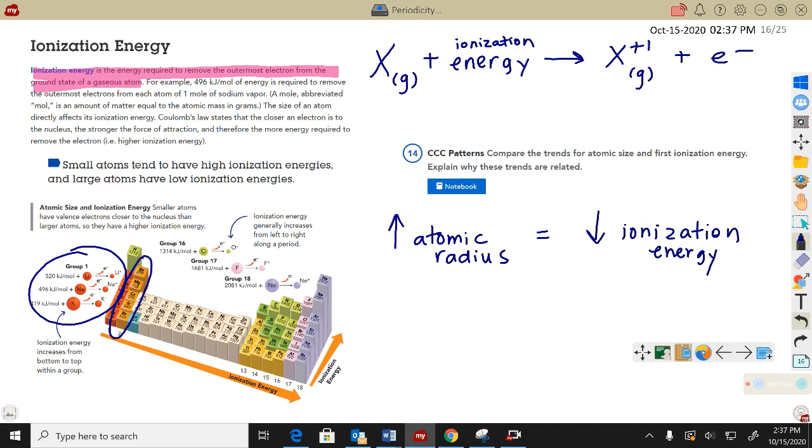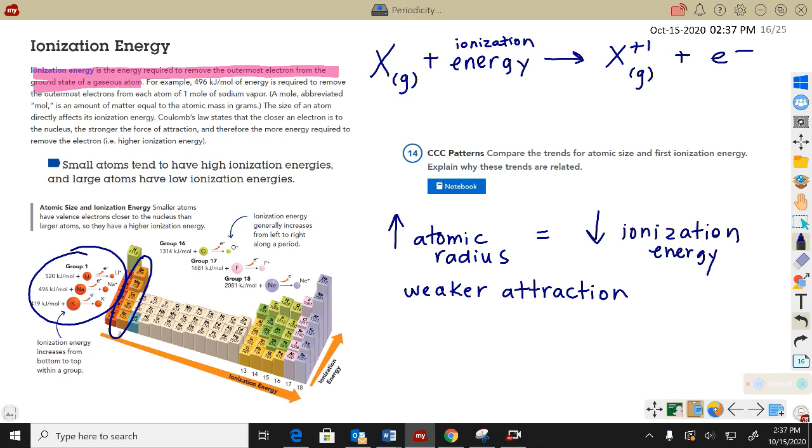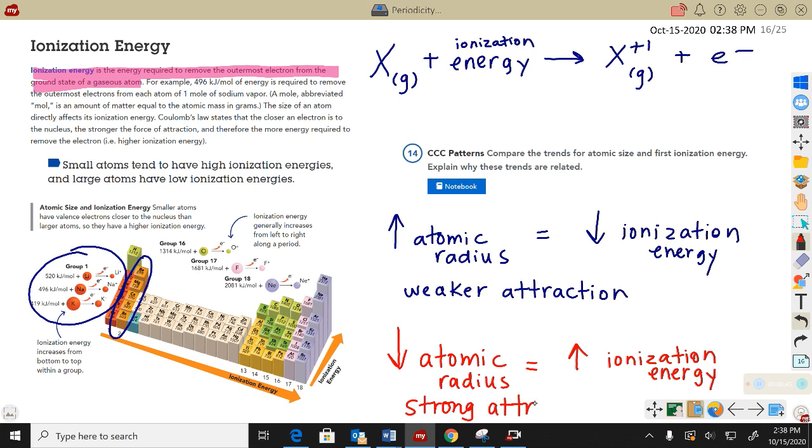And in a nutshell, it's just all about attraction. If I have a larger radius, there'd be a weaker attraction. So if there's a weaker attraction, it's going to take less energy to remove an electron. On the flip side, if I have a small atomic radius, it's going to result in a high ionization energy. That's because a small radius means there's a strong attraction. So if there's already a strong attraction between the positive nucleus and the negative electrons, it's going to take a lot of energy to remove the electrons.